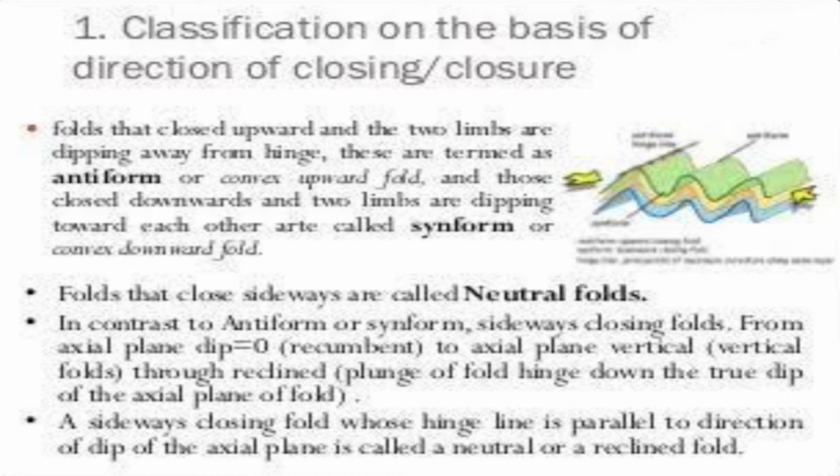In some areas, a complex anticline of great lateral extent is found in which many minor folds occur. Such a feature is known as an anticlinorium. So the folds that close sidewise are called natural folds, in contrast to antiform or synform, sideways closing folds from the axial plane.